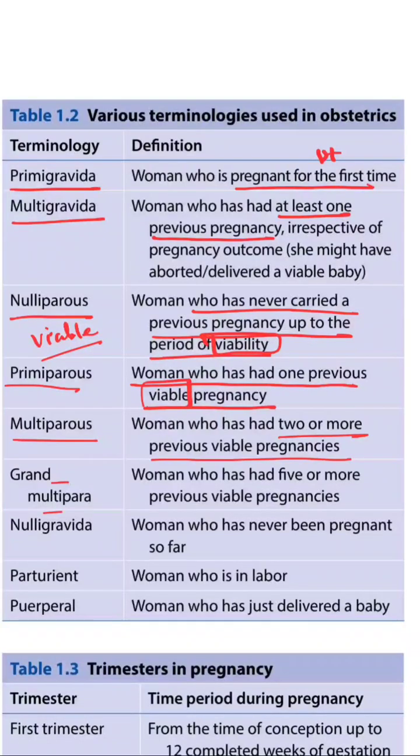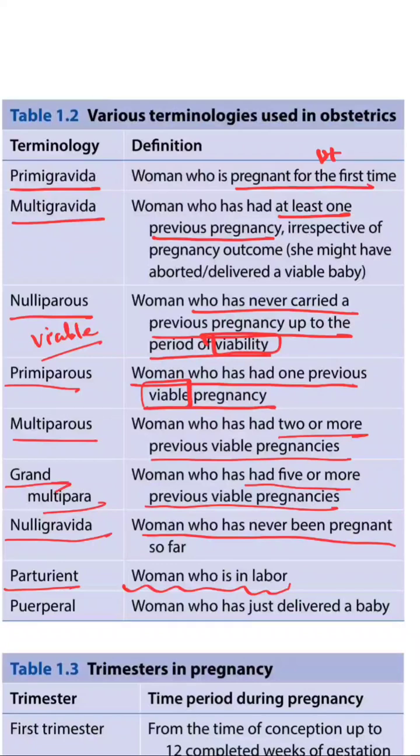What do you mean by grand multipara? Grand multipara means a woman who has had 5 or more previous viable pregnancies. What is nulligravida? Nulligravida is a woman who has never been pregnant so far at all. What do you mean by parturient? Parturient is nothing but a woman who is in labor. We call them a parturient.